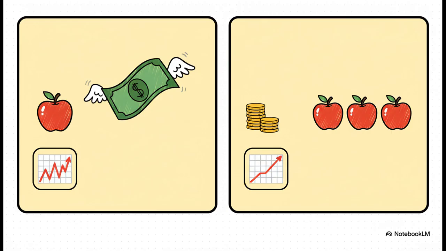Real GDP is the hero here. It uses prices from some fixed year in the past. This strips out the effect of inflation. So if real GDP goes up, you know for sure the country is genuinely producing more. That's why it's the number economists really care about.